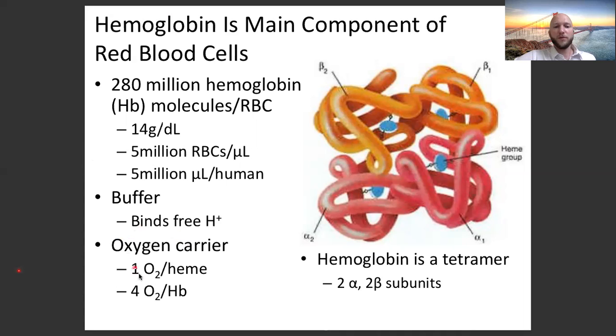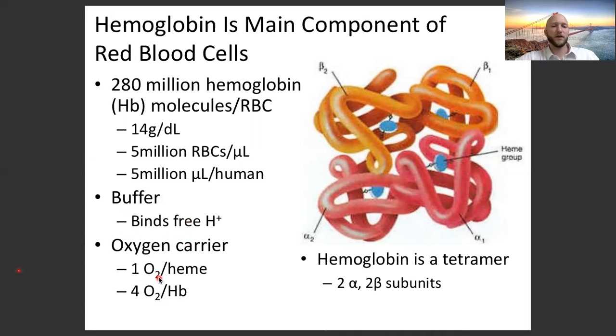When people think about hemoglobin and red blood cells, like the general public, they think of it as an oxygen carrier, and that's exactly what it does. But it's not its only job. It can actually act as a buffer also to help stabilize pH. But the thing that it's famous for is that hemoglobin carries oxygen.